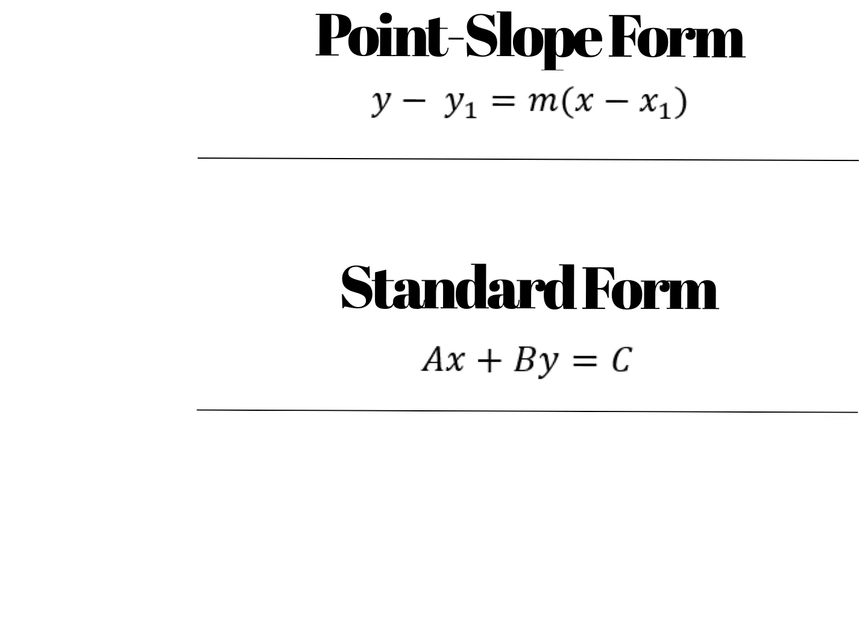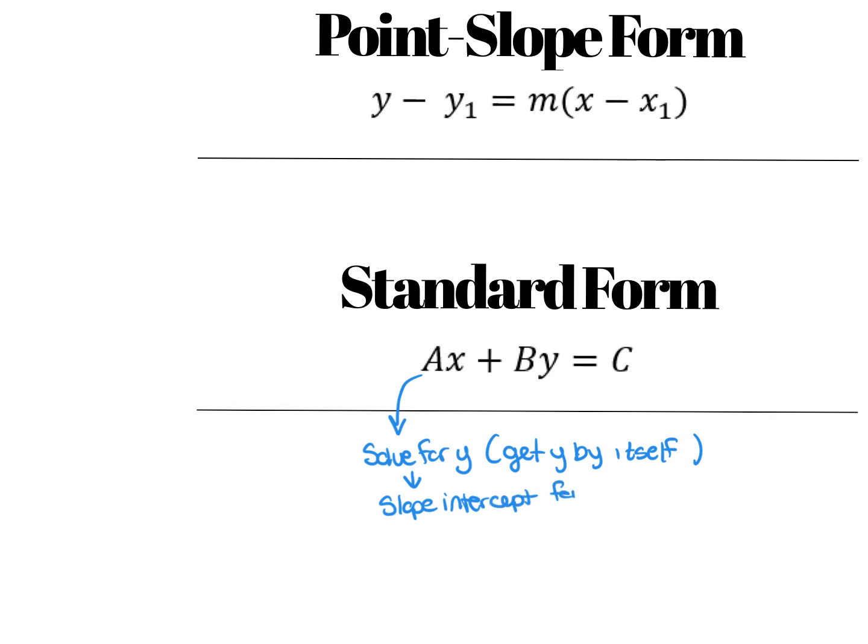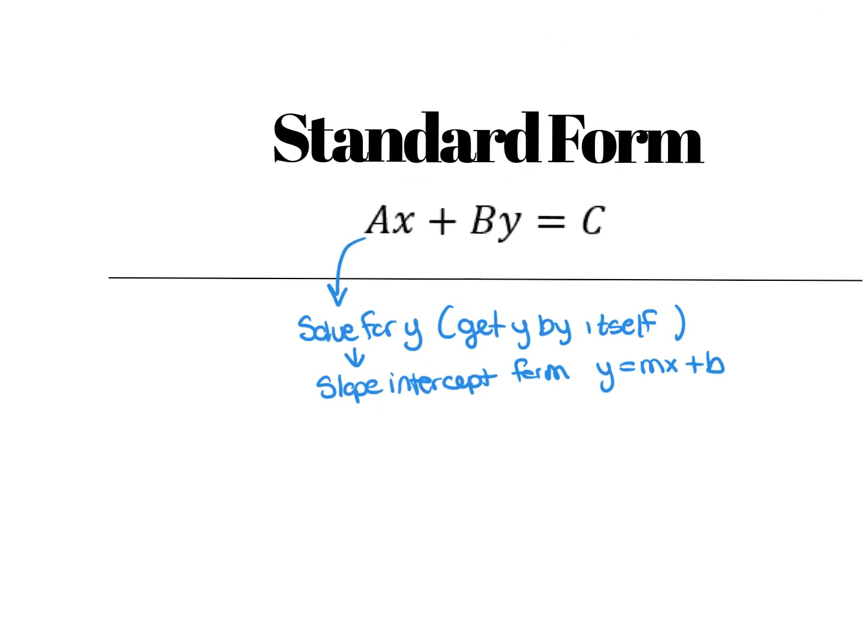equation. If I were going to deal with standard form, my recommendation would be to solve for y, which means you're getting y by itself, which also means you're putting it in slope intercept form, which looks like y equals mx plus b. Doing this lets us continue to use the ways of graphing that we're used to.